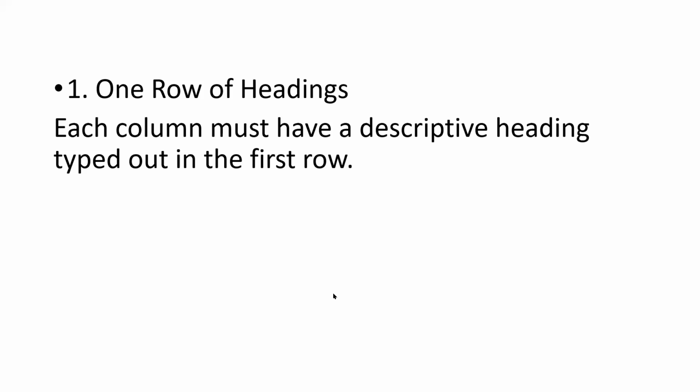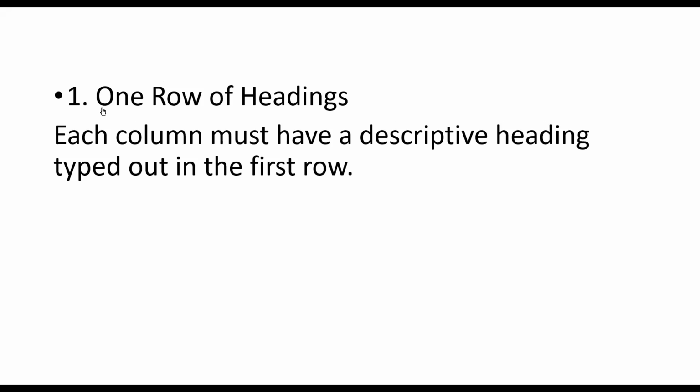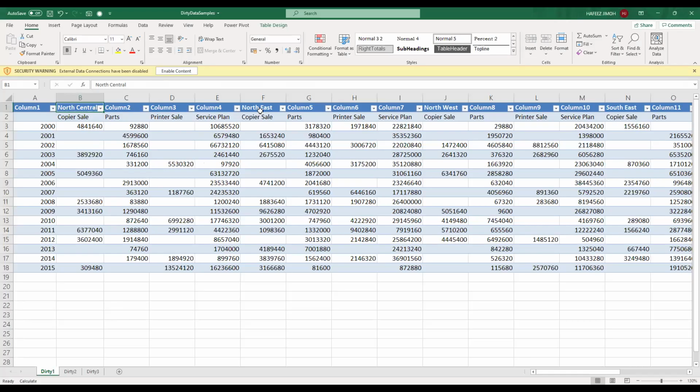Can you see? We have the first row, North Central. Then we have column 2, 3, 4, 5. Then we have Northeast. Then we have 5, 6, 7. Northwest. We have it like that, which is a problem. You understand? So we always want to have 1 row of headings.